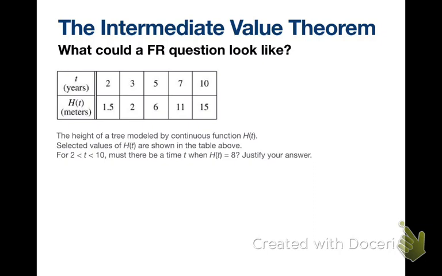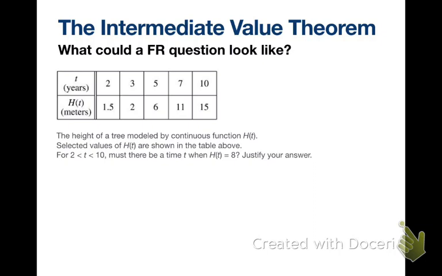The question here: on the interval from 2 to 10, must there be a time t where h of t is equal to 8? Between 2 years and 10 years, must there be a time when the height of this tree is 8 meters? And we have to justify our answer, and that's key here. Okay.